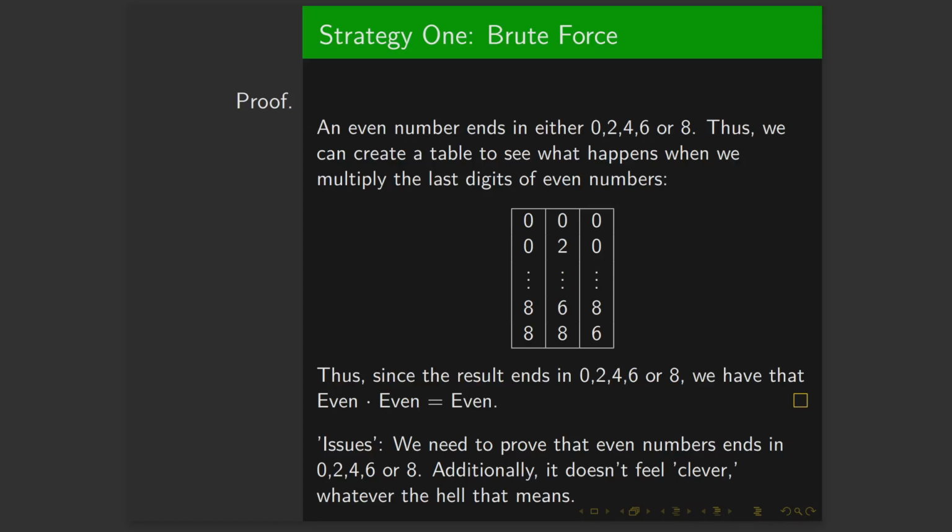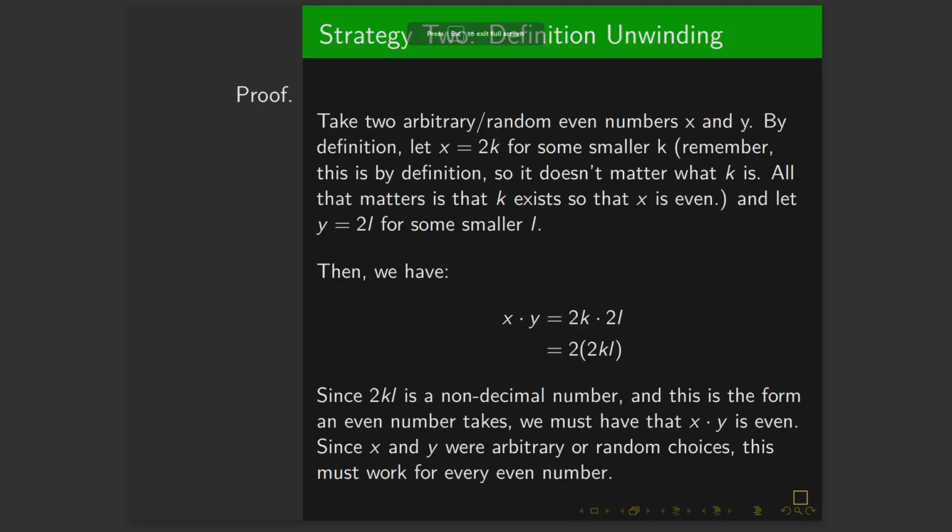I mean, it's not a bad strategy. This is called case analysis. You go by every single case. And you might say, oh, it doesn't really feel clever. I don't really know what that means, but this is one way you could go about it. But me, I like strategy 2 more.